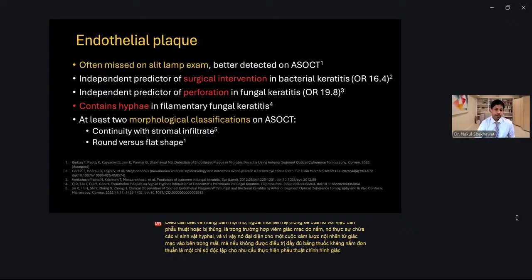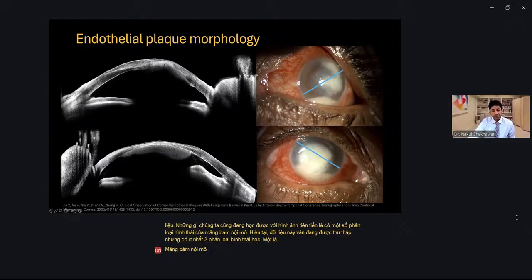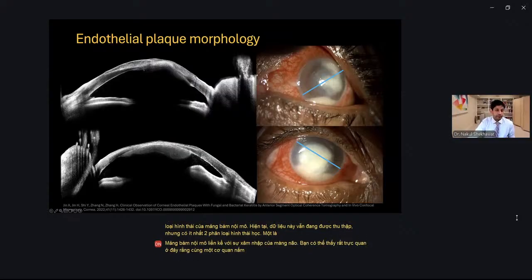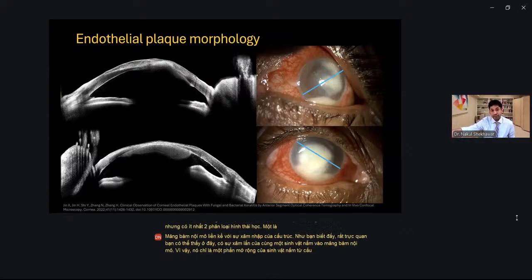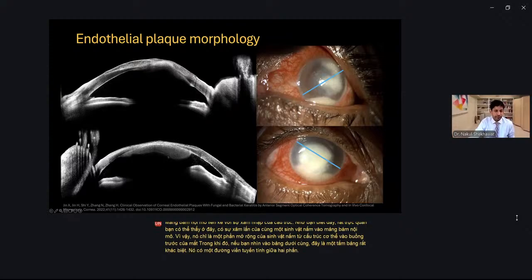What we're also learning with advanced imaging is that there are some morphological subtypes of endothelial plaque. Now, this data is still incoming, but there's at least two morphological subtypes. One is the endothelial plaque that is contiguous with the stromal infiltrate. So this is, very intuitively, you can see here, there's invasion of the same fungal organism into the endothelial plaque. So it's just an extension of the fungal organism from the stroma into the anterior chamber of the eye. Whereas if you look at the bottom panel, this is a plaque that is distinct. It has a linear margin between the stromal infiltrate and the plaque, and so that is less likely to be fungal. Although again, we need more studies to validate this.